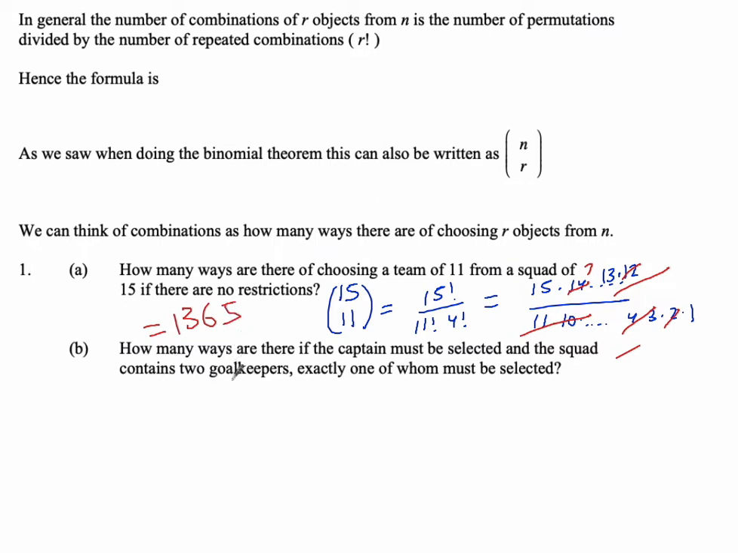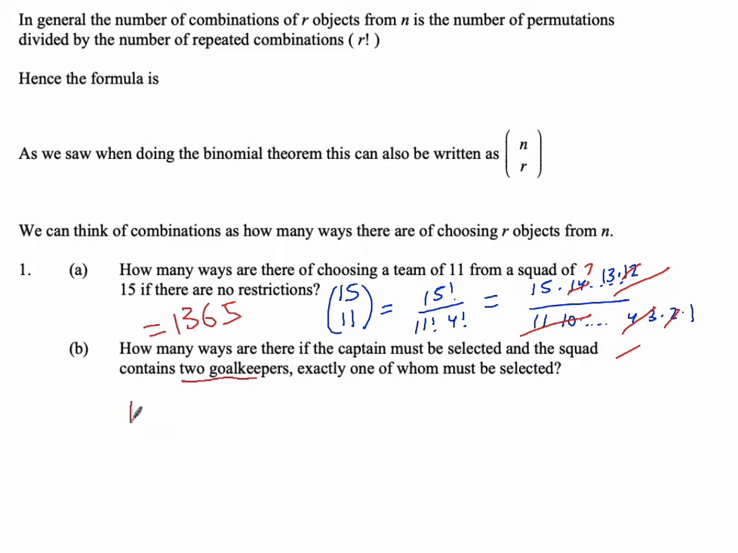Okay, let's look at the next one. How many ways are there if the captain must be selected? There's one captain on a team, and he has to be on the team. He has to be playing that day, I guess. And there's 2 goalkeepers. I'm going to pick just one of those, and then we pick the rest of the team. So the captain must be chosen.